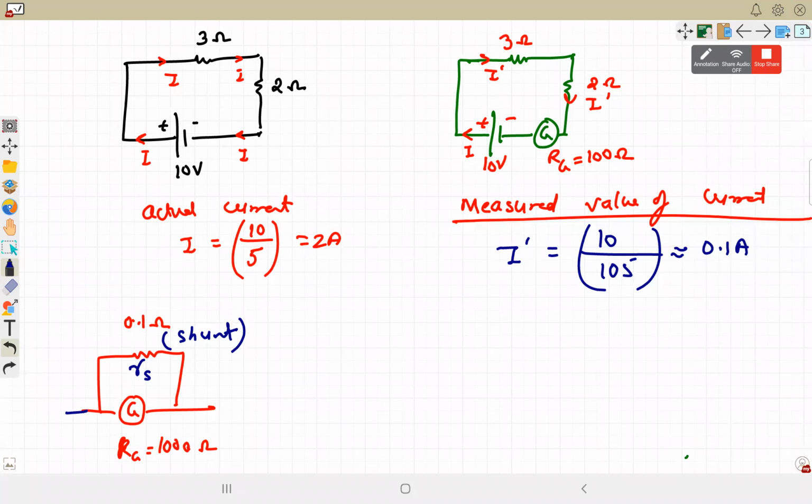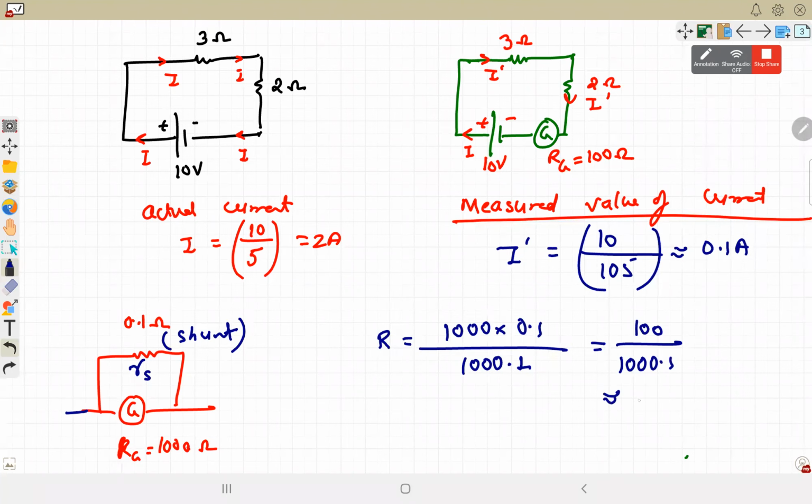For example, when this galvanometer is 1000 ohm resistance, the resistance of this ammeter will become how much? R1 into R2 divided by R1 plus R2, which is 100 divided by 1000.1, so approximately 0.098 something. Overall resistance of this meter becomes even quite less than 0.1. So this won't harm much because the resistance even after connecting this in series will not be changing much. Right?